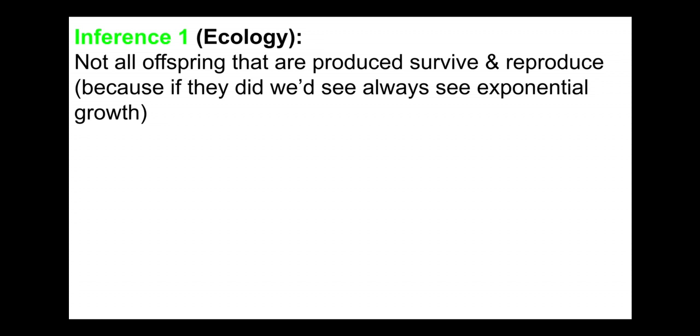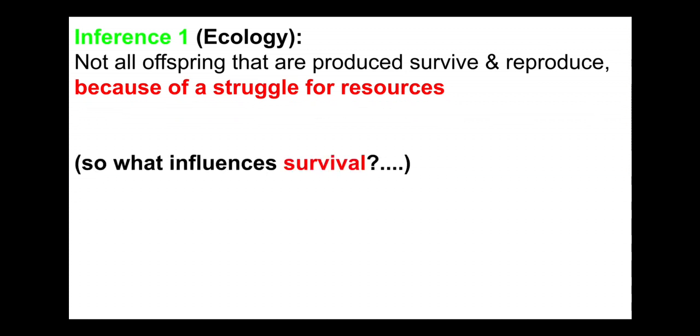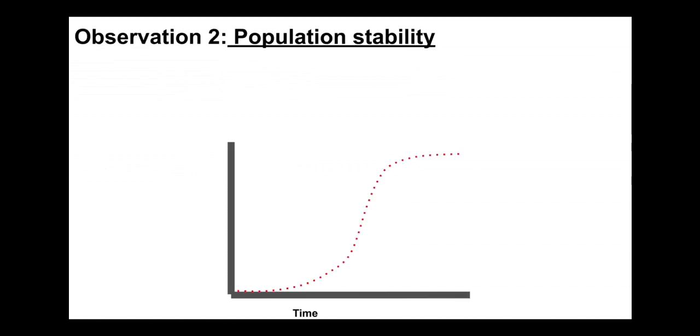Again, if that didn't happen, we would see exponential population growth. There would be exponential increase in the number of oak trees in my backyard if all or even most of those offspring survived. So this results in a struggle for resources. There has to be some sort of limiting factor, a struggle for resources, water, light, etc., that is occurring among all these offspring, and that is imposing the finite size they have to be. So what is it that influences survival?